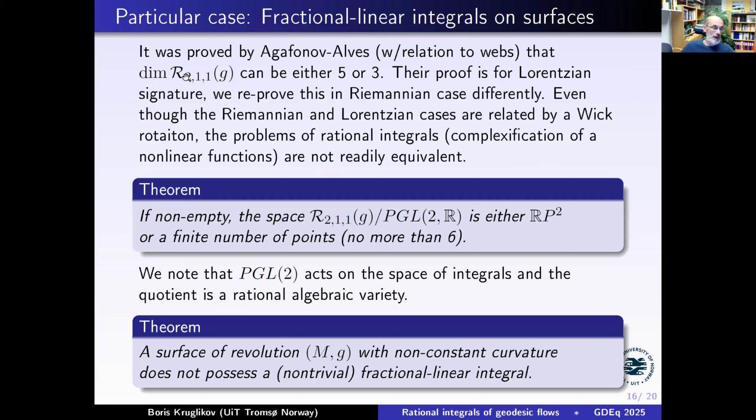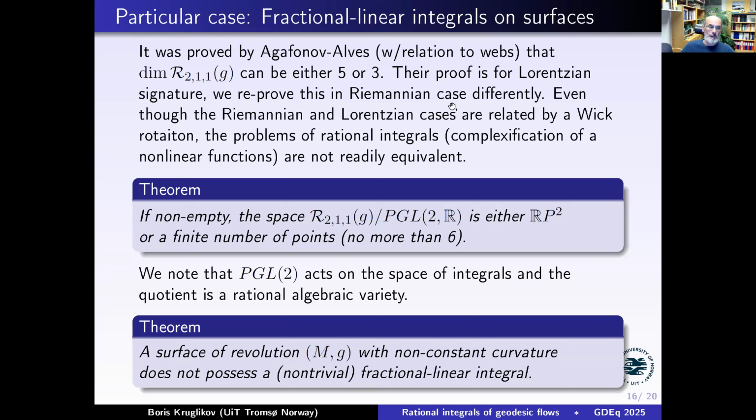So this was first addressed by Agafonov and Alves. Alves was a student of Agafonov in Brazil. And they considered this problem in relation to reps. Okay, and they proved that if we consider the space of such integrals, we already know it's actually an algebraic manifold, of pure dimension, then it has dimension 5 or 3, if non-empty. Honestly, the proof works for Lorentzian signature. One, of course, would not be surprised if it's true for Riemannian. And we have a bit different approach to this, and we will prove it for the Riemannian case.